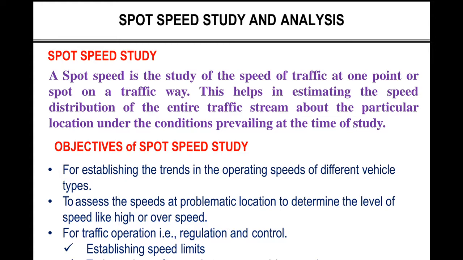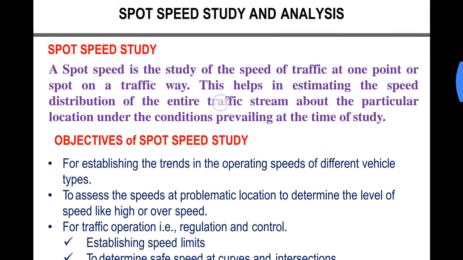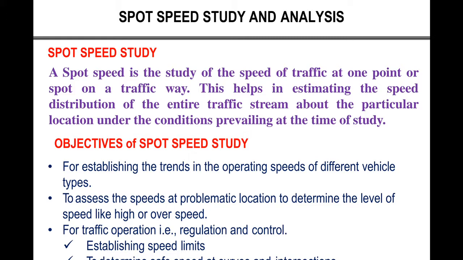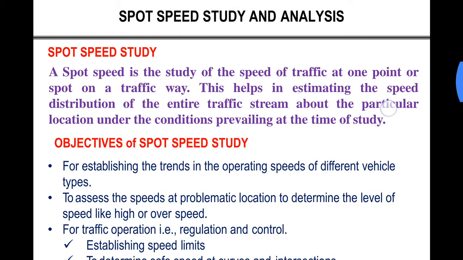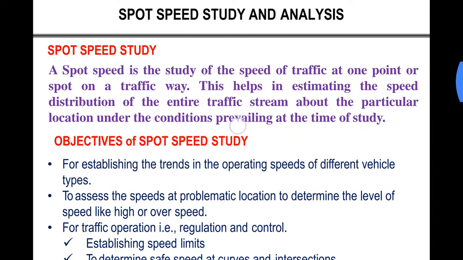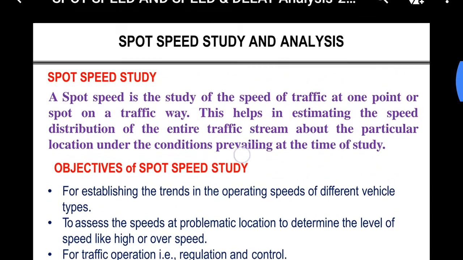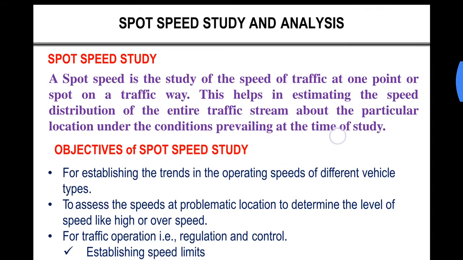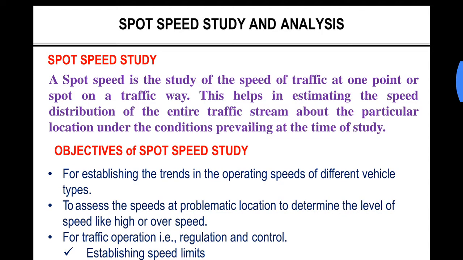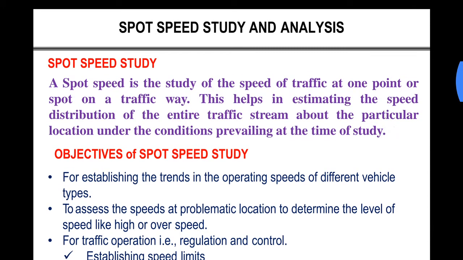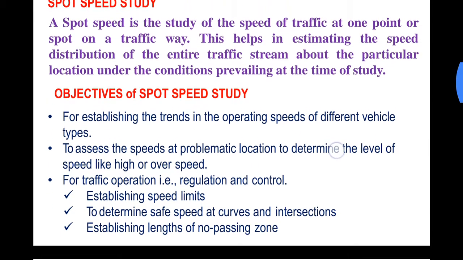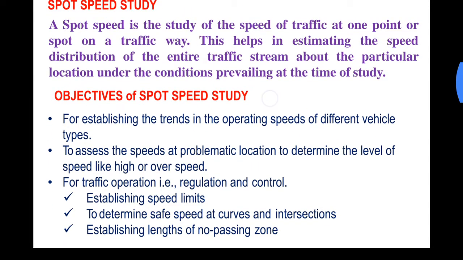It is useful to estimate the speed distribution of the entire traffic system. Okay, about that particular location under the prevailing conditions. Okay, the conditions might differ, so under that current prevailing situation and at that time of study. Okay, now what are the objectives of spot speed study? Why do we need spot speed studies?